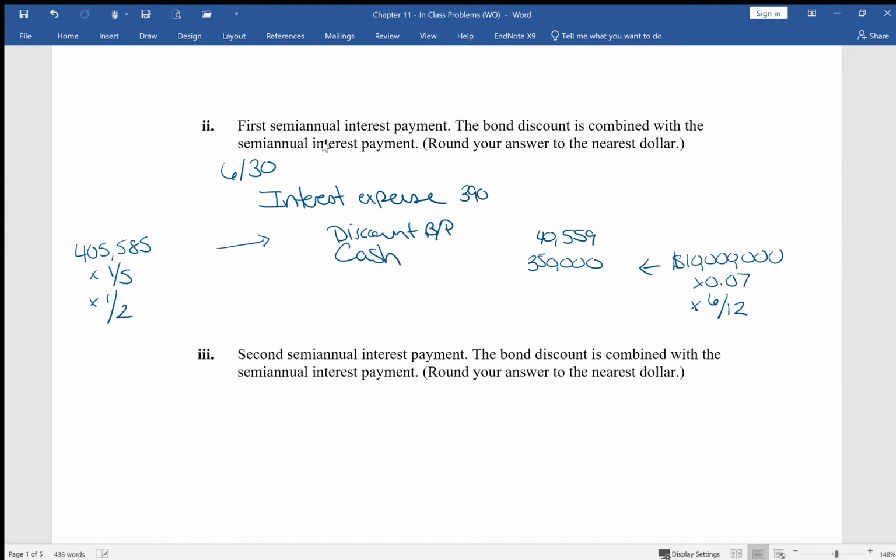So you can't figure out your interest expense on its own when you have a discount or a premium, because you need to figure out what the actual cash payment will be, what the amortization of your discount will be, and then your total interest expense is the combination of those two.